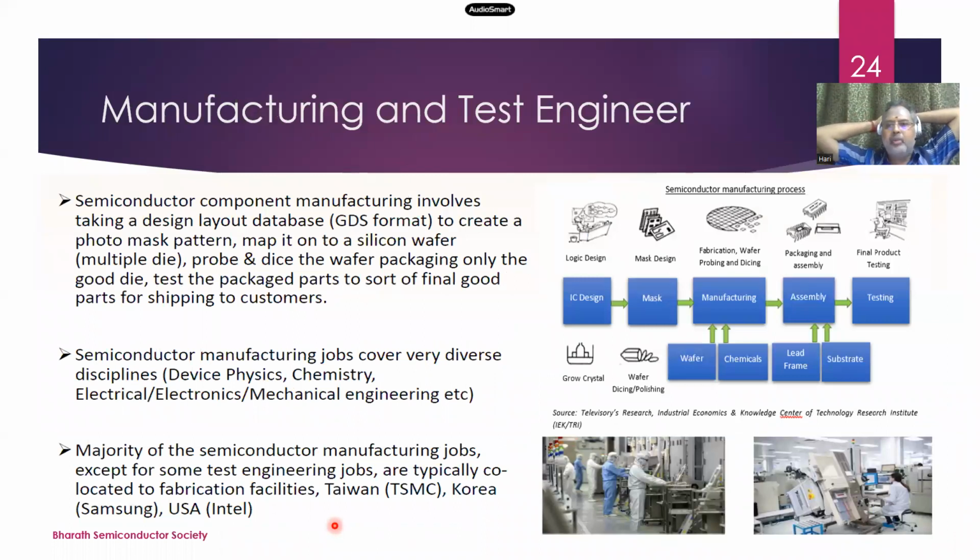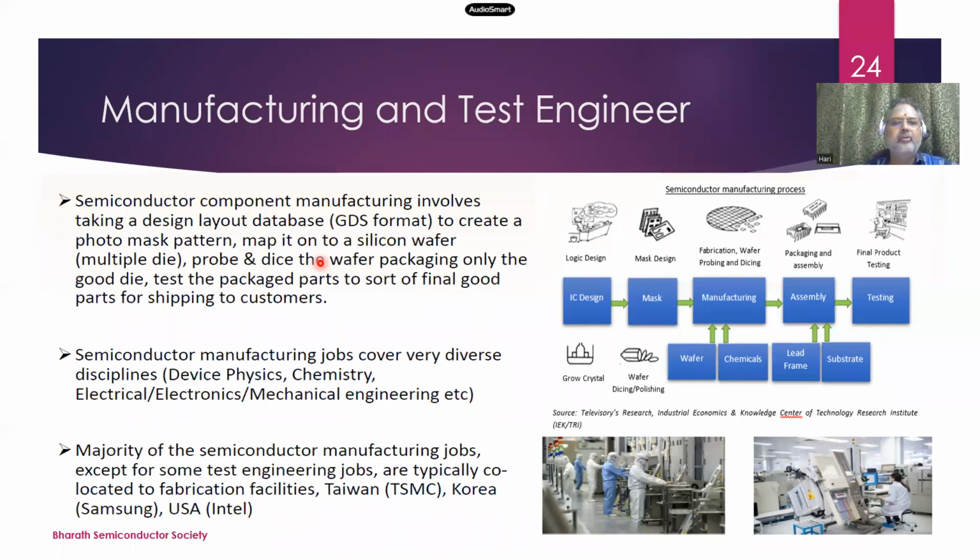Manufacturing, right? We're going to end in a couple of minutes. Then we'll go to the question and answer session. So manufacturing is basically a tedious process. You have to create a photo mask pattern and map it to a silicon wafer. There are multiple layers, right? When you say wafer, there are multiple dies. I'm going really fast, but we'll do detailed sessions in the coming weeks.